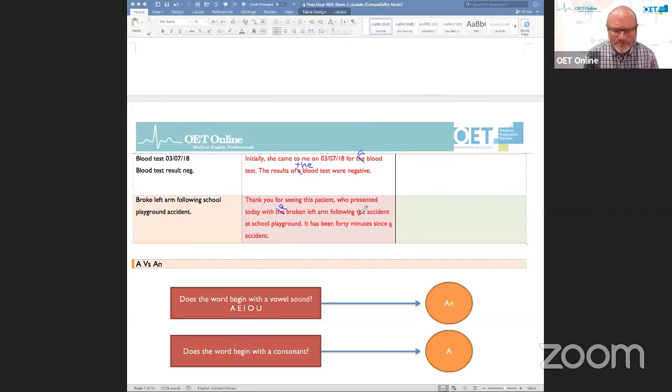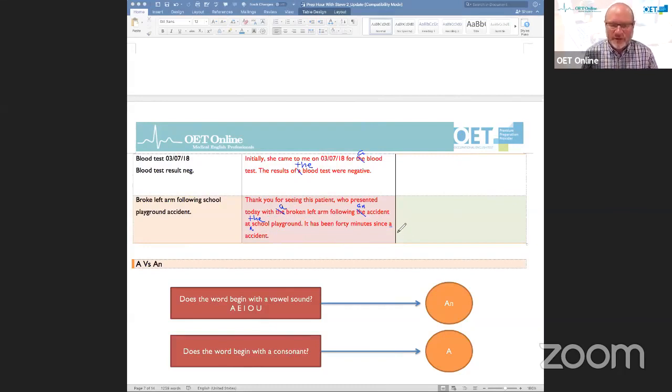Following the accident. Well, it's the first time, isn't it? Someone's already written this: following an accident at... still missing an article. Well done, Sandy's got that one. At the school playground.